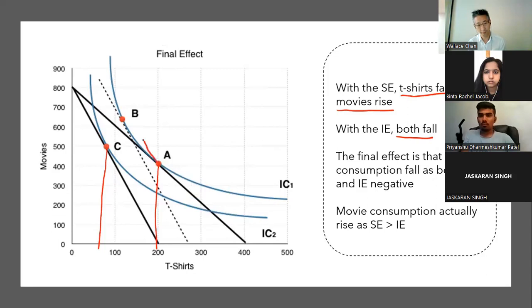But it turns out the substitution effect increased it by this amount, right? It increased it from 400 to 650. The income effect decreased it a bit, but overall movies are going up because the substitution effect, which is the way you would substitute to movies because t-shirts became more expensive, is larger than the income effect, which is the way you reduce movies because your purchasing power has gone down. So because the substitution effect is greater, movie consumption actually increases.